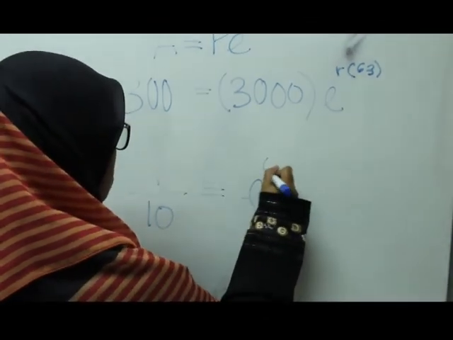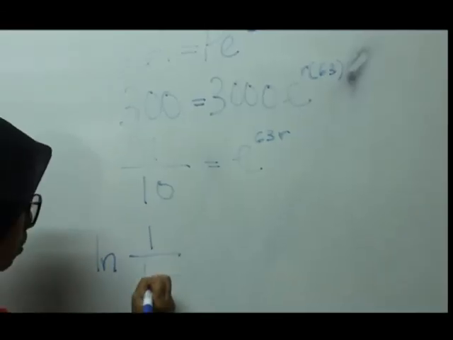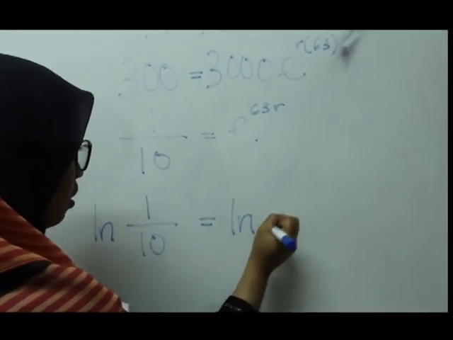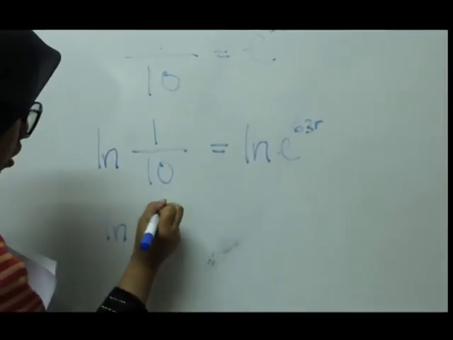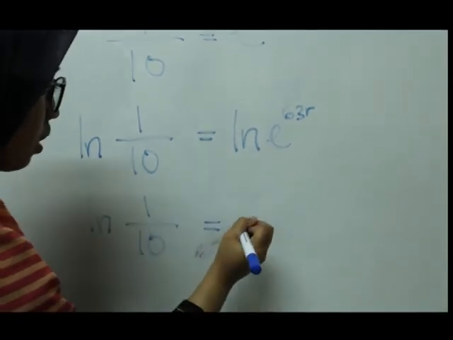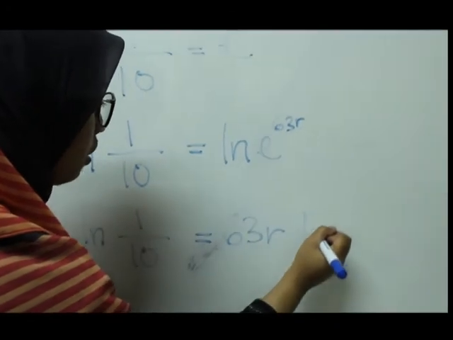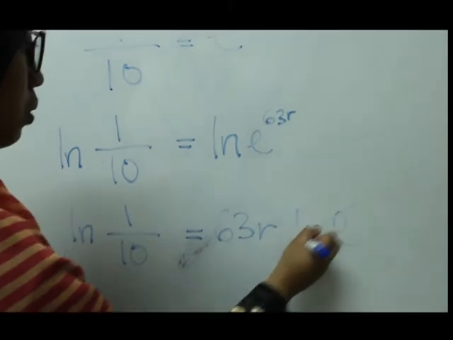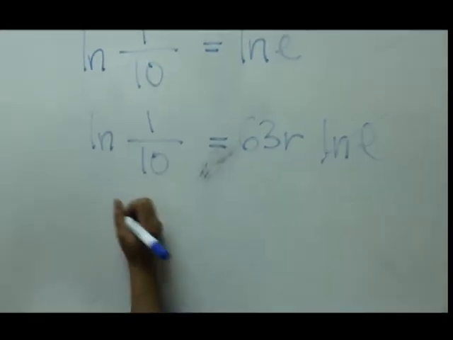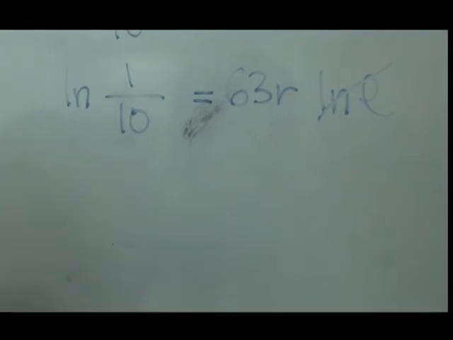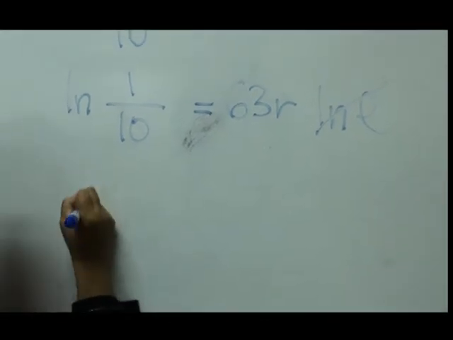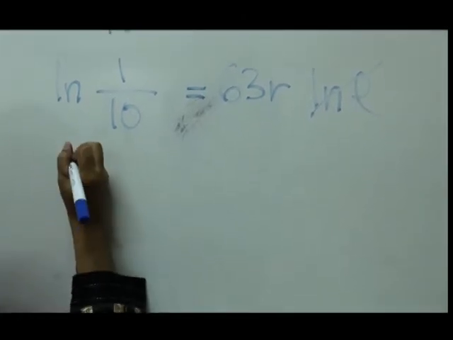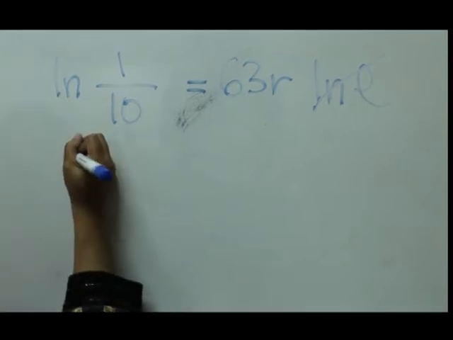Ln 1 over 10 is equal to ln e to the power of 63R. And we'll put the power in front. We get ln 1 over 10 is equal to 63R ln e. As ln e is equal to 1, so we cut it, and we'll get ln 1 over 10 over 63 is equal to R.